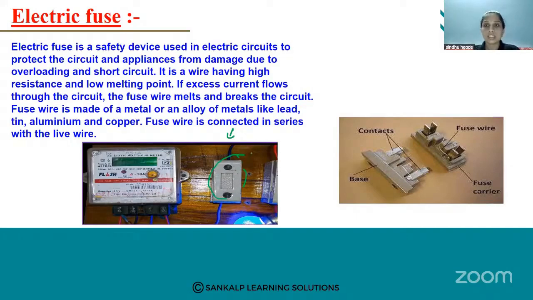It is used in electric circuits to protect the circuit. It protects the whole circuit. The fuse protects the circuit. How does it protect? See how it protects. It is a wire, and it has high resistance. We learn the resistance property in the electricity chapter. What is resistance? Resistance is nothing but some opposition to the flow of current.